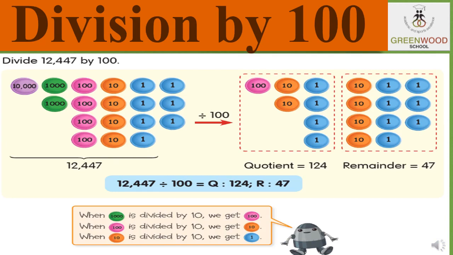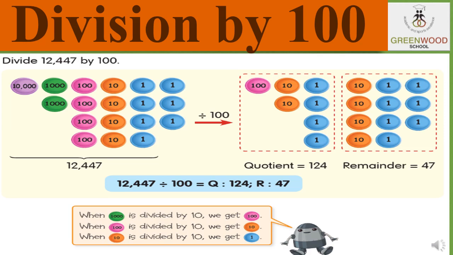Divide 12,447 by 100. First split the number in 1 ten thousand, 2 thousands, 4 hundreds, 4 tens and 7 ones. Now we have to divide this whole number by 100. So 10,000, 1,000 and 100 can be divided by 100. While tens and ones we cannot divide by 100, so keep it aside.